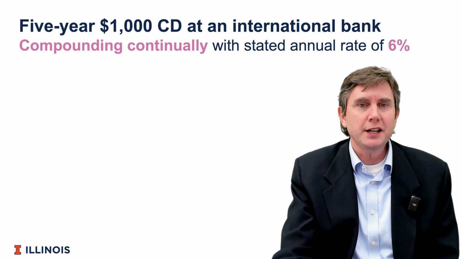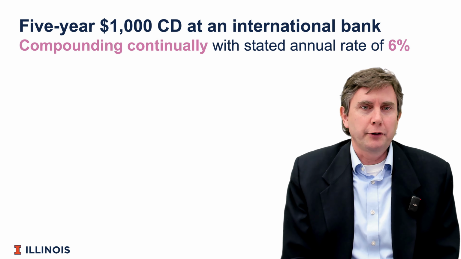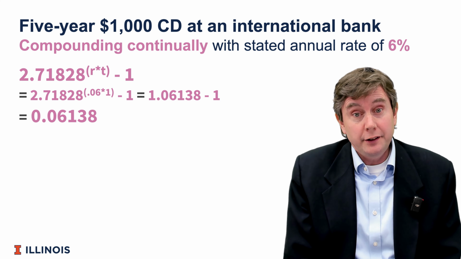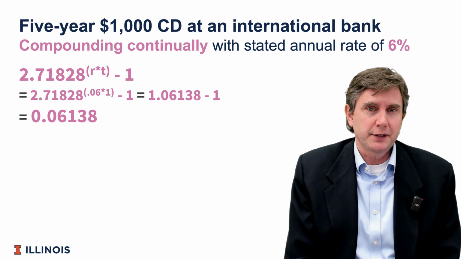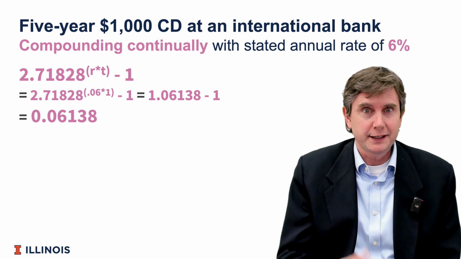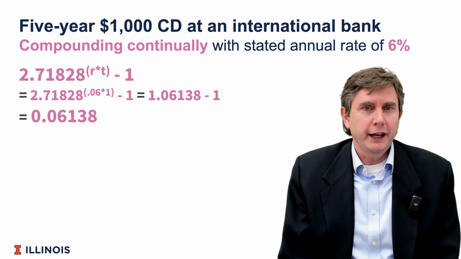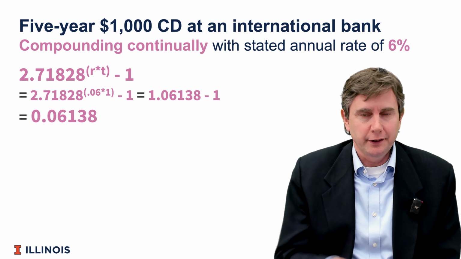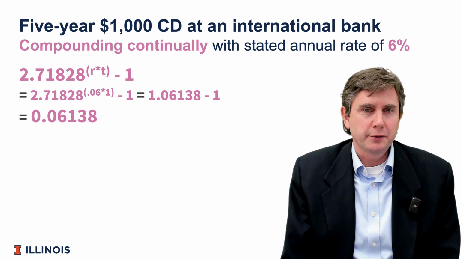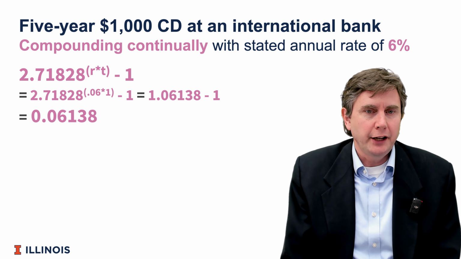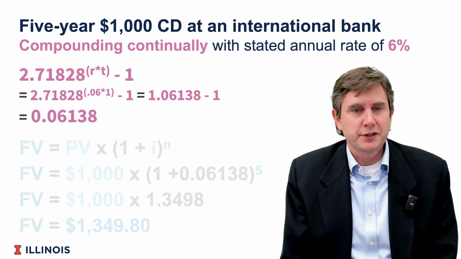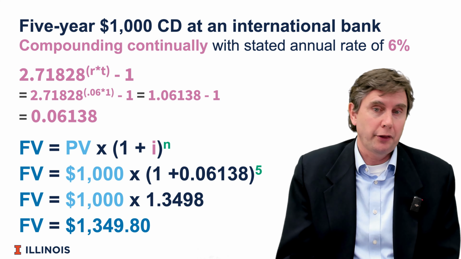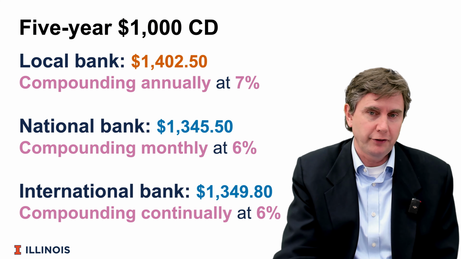The third CD is going to be continually compounding. And so we look at a logarithmic function, and it's called e. You take the value of e, 2.71828, and multiply it times the interest rate, and then raise it. So we're going to take 2.71828 and raise it to the 0.06 power, subtract 1, and you wind up with 6.183%. In the end, continual compounding is going to give you a slightly higher number than the last one. So you're going to get 1349.80 contrasted with 1345.50.